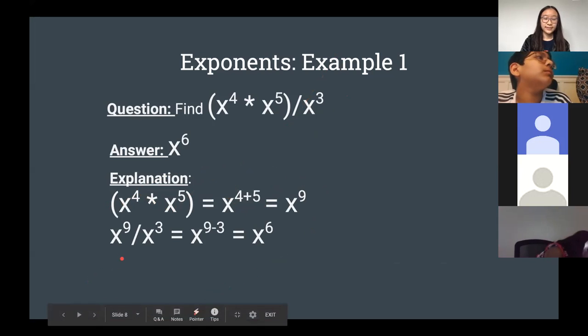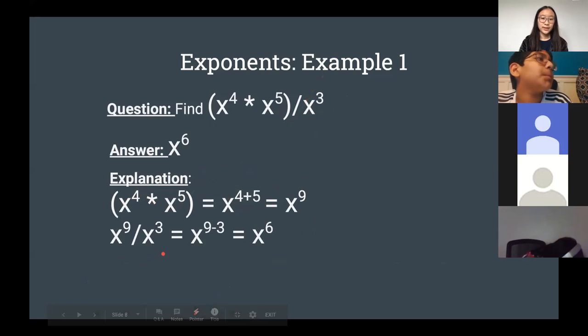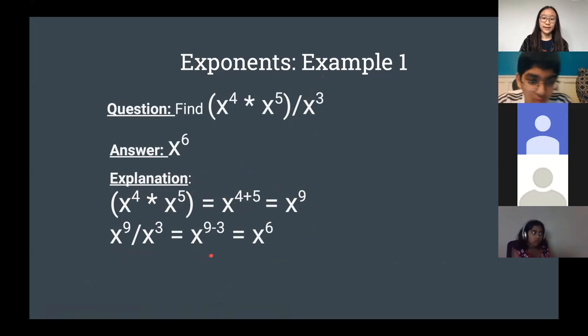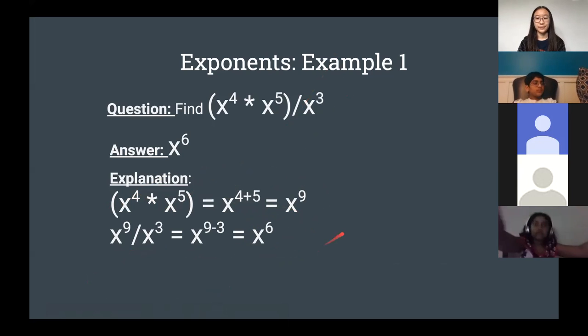Then you divide x to the 9th by x cubed, and here I think is where a lot of you made the mistake. You have to subtract the exponents. So it's x to the 9 minus 3 power, or x to the 6th. Does that make sense to everyone? If you have any questions or want me to explain again, you can type it in the chat.